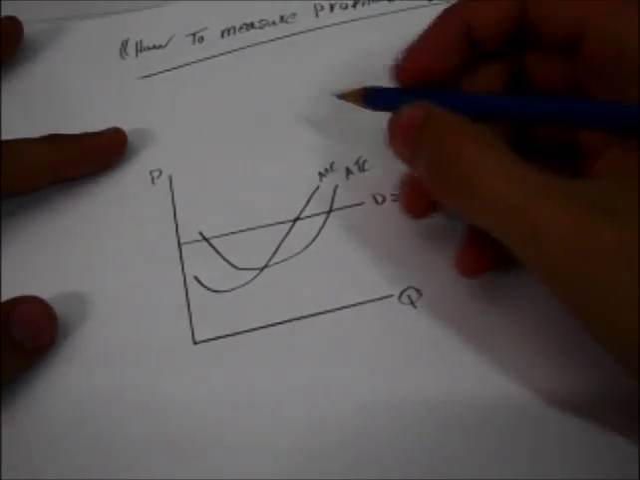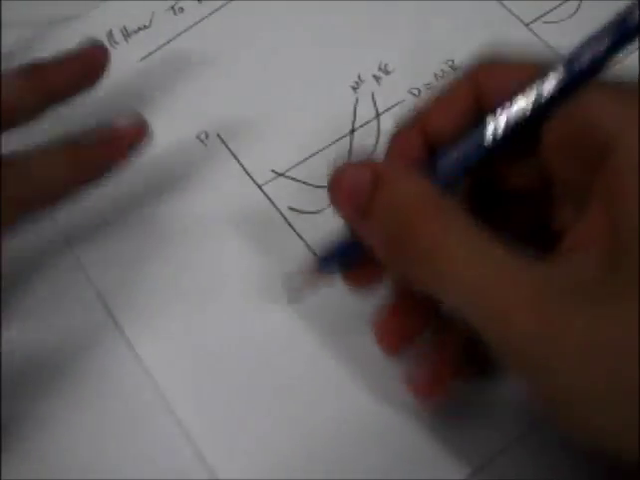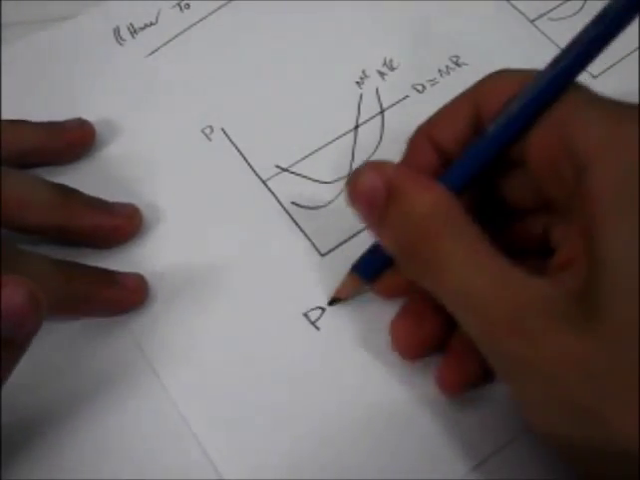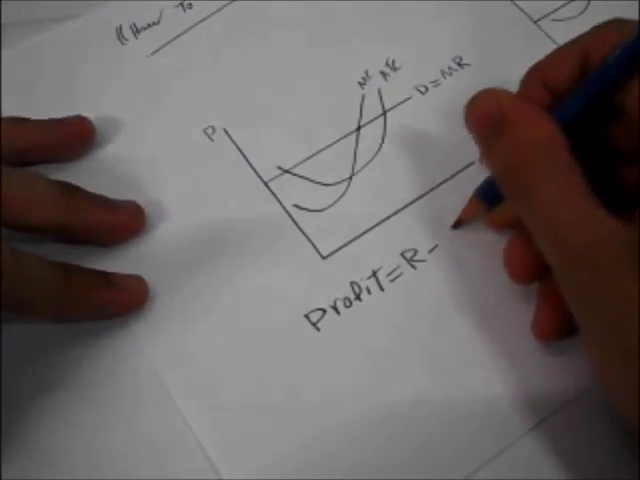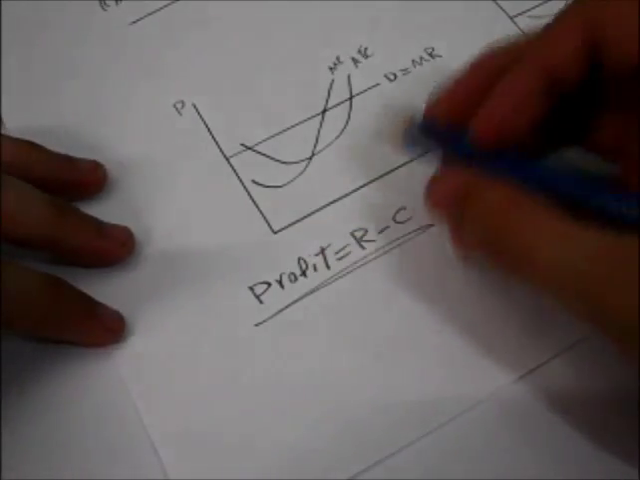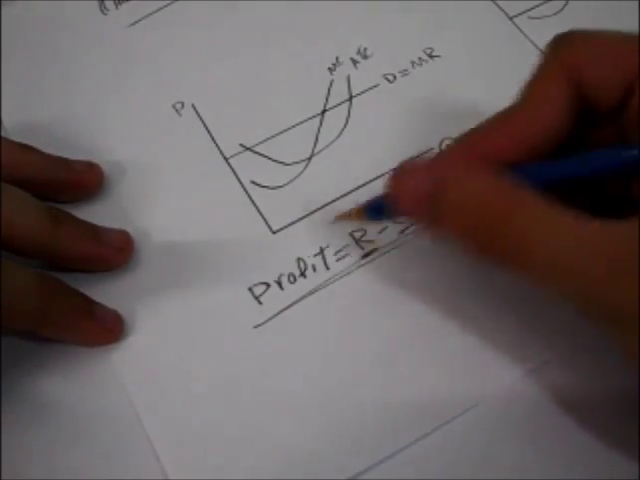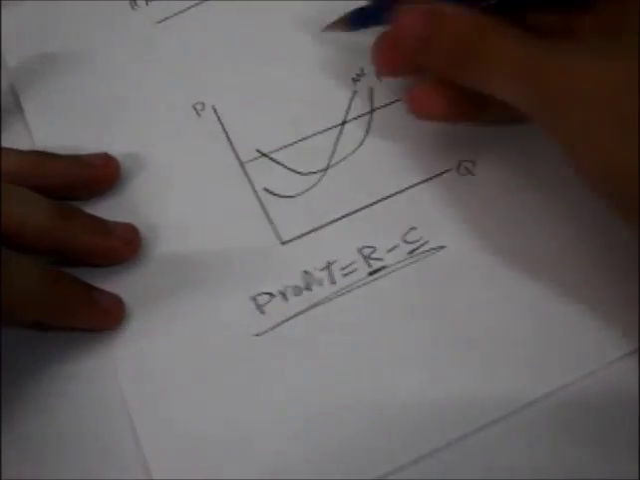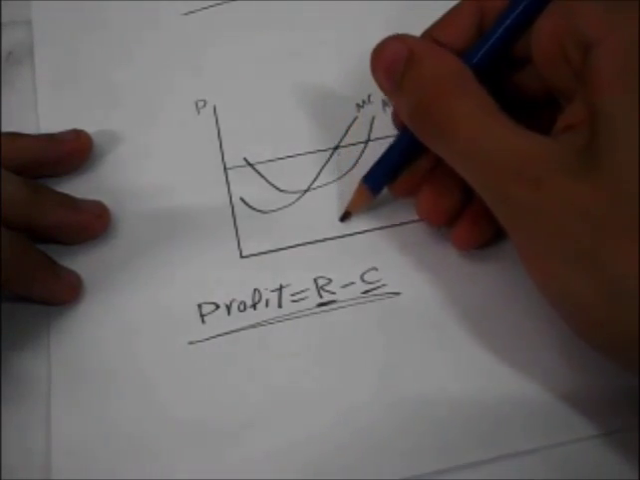And let's just decide: the profit equals the revenues minus the cost. That's a simple rule that everyone knows. So we want to know the profit, so we need to know the revenues and the cost of any firm to decide the profit. So let's just understand this from this graph.